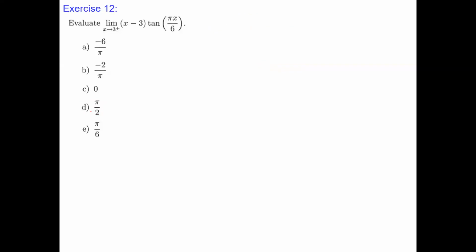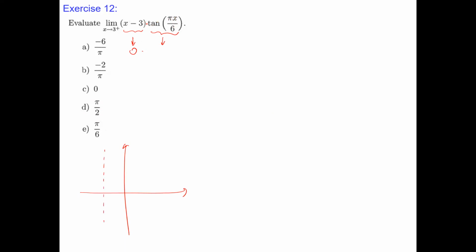Limit as x approaches 3 from the right-hand side, and we have x minus 3, which goes to 0, times tangent of pi x over 6. When x is 3, we get 1/2, pi over 2. Tangent at pi over 2 is undefined. But let's see what tangent does.